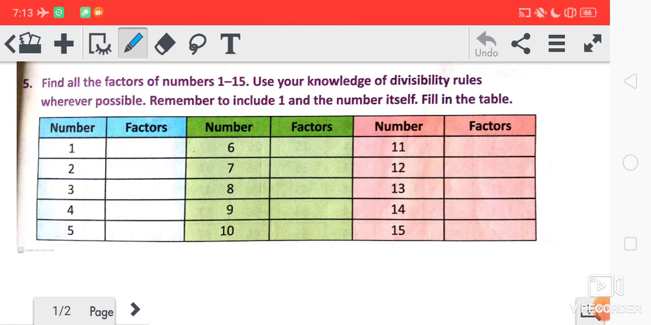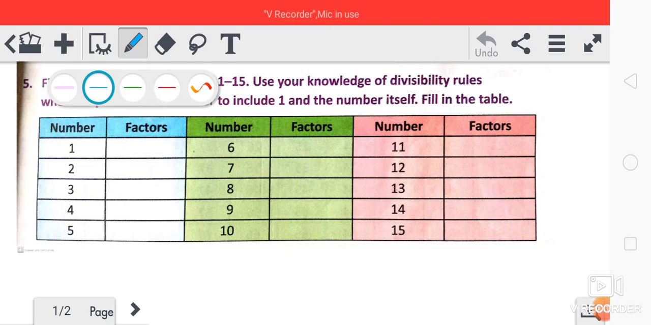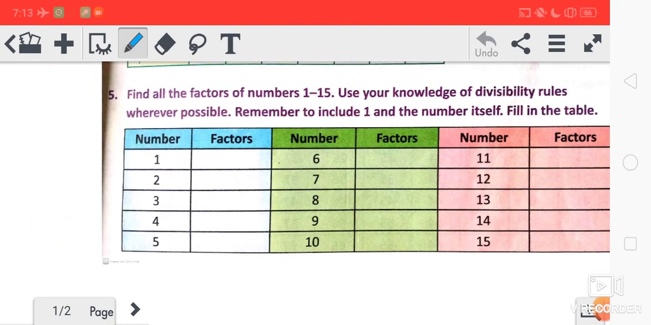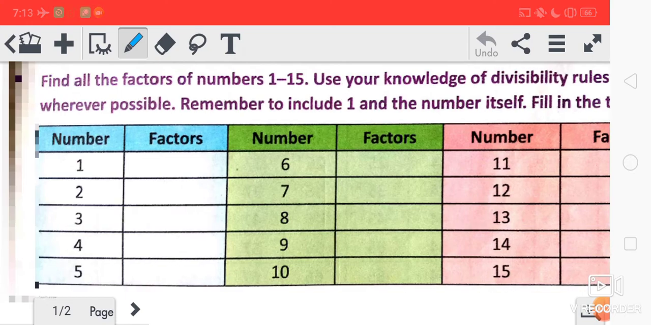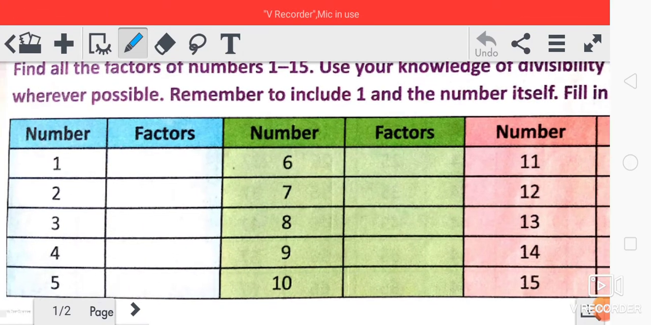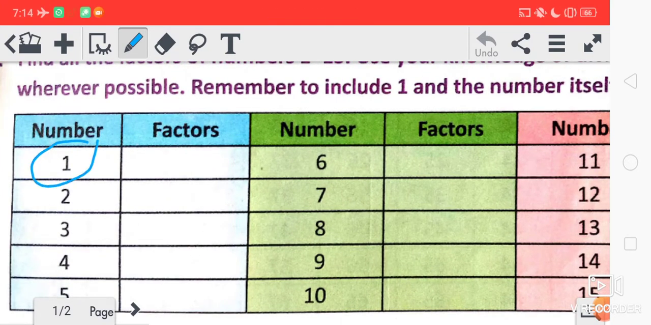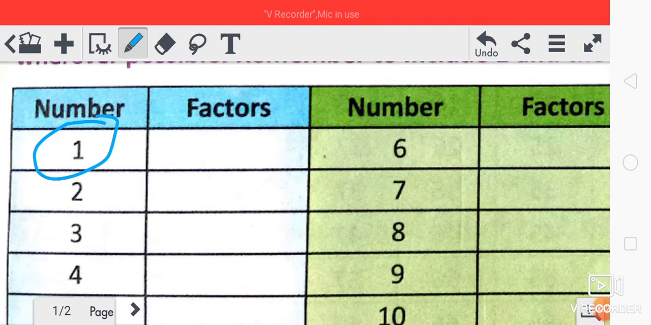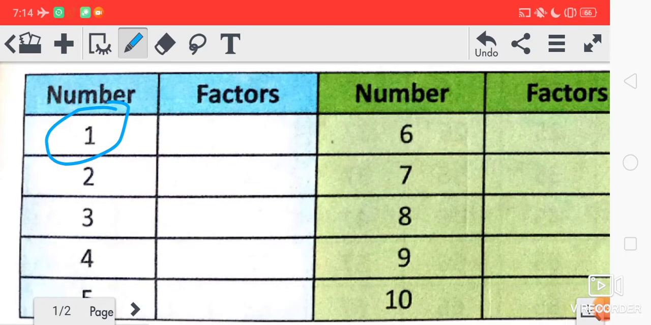So, we are going to write the factors of the number. Like factors of 1. Just concentrate here. What are the factors of 1? Means 1 comes in which number's table? So 1 comes only in the table of 1. Okay. 2. What are the factors of 2? Means 2 comes in which number's table? So 2 comes in the table of 1 and 2.